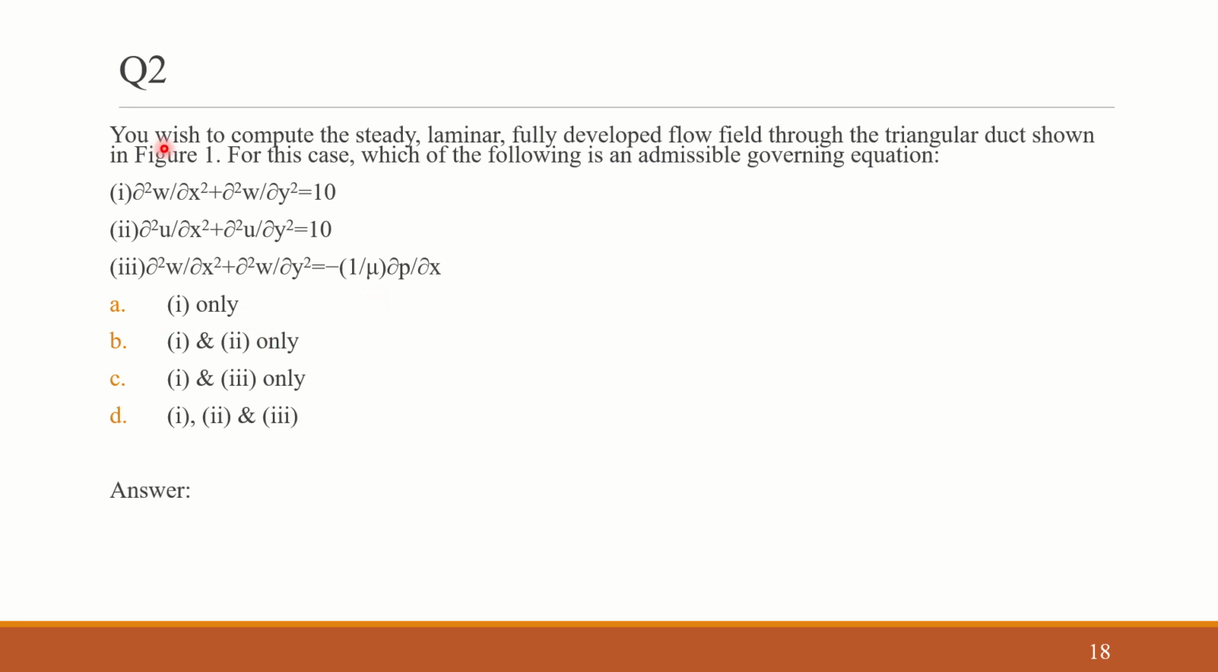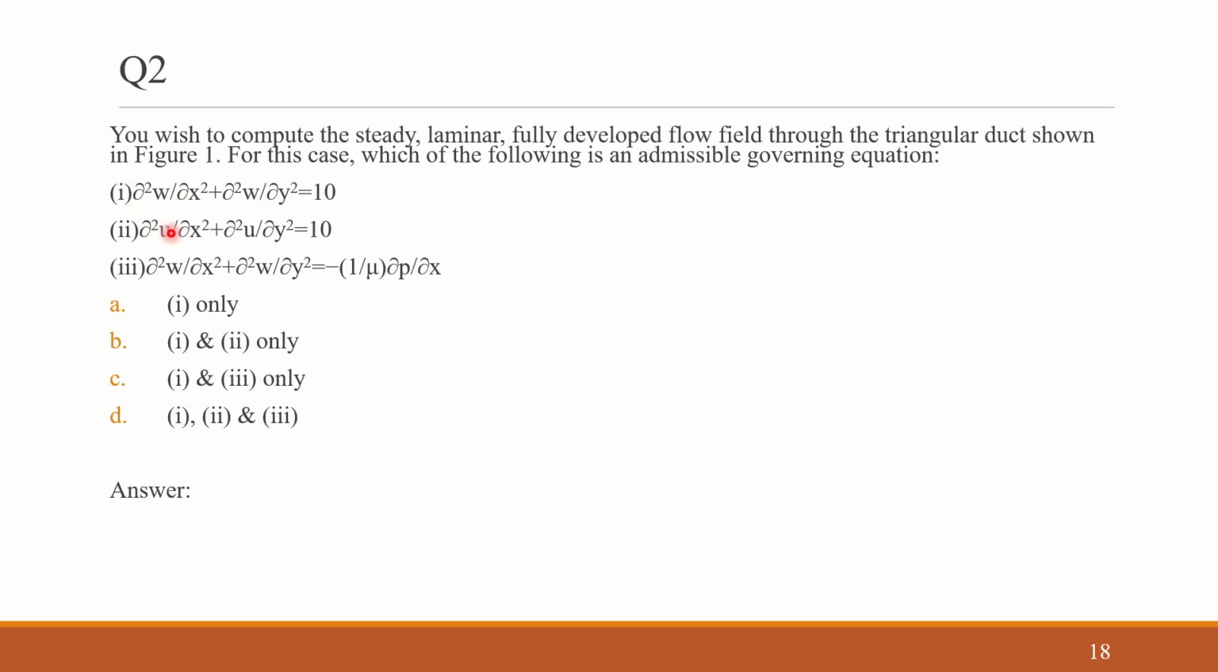How? Because it is a steady, laminar, fully developed flow through the triangular duct, and in the equation the flow is in the z direction. So the w component velocity is there, and it is a function of x and y. So it is ∂²w/∂x² plus ∂²w/∂y² equal to minus 1/μ ∂p/∂z. ∂p/∂z can be constant. So that is one admissible form.